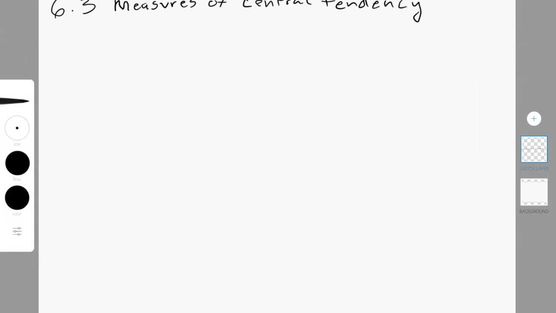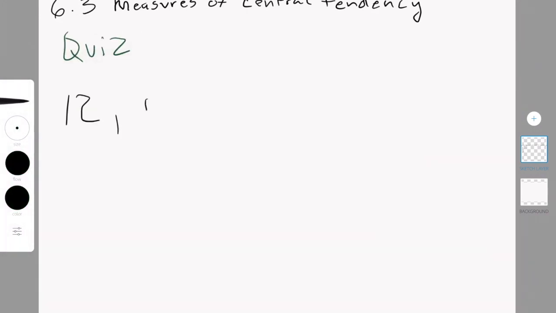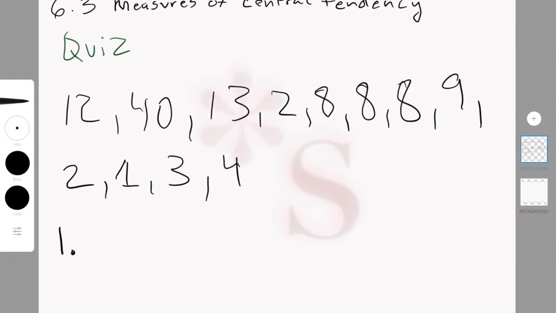And now we're done with that part of chapter 6. So it's time for the quiz. The questions are to find the median, find the mode, and find the mean of this set of data. You can feel free to pause the video and come back when you have your answers, but I will still be leaving around 20 seconds for you to do it, but I doubt anyone is that quick.